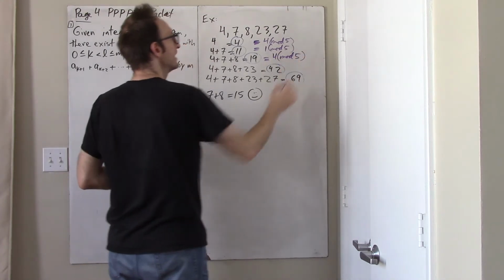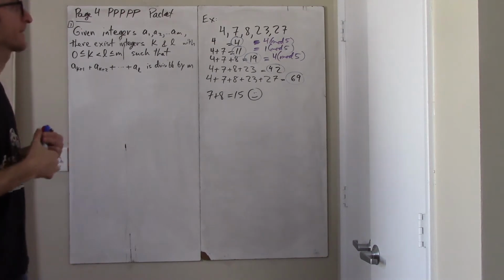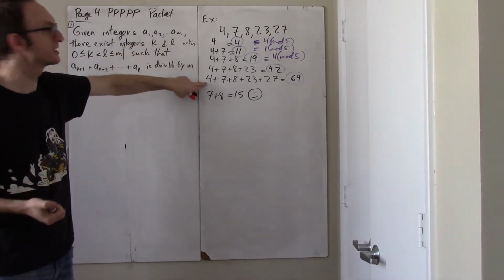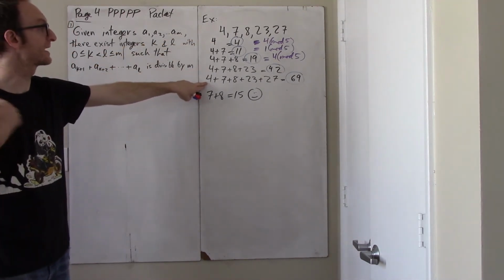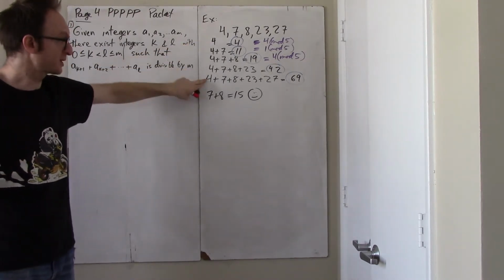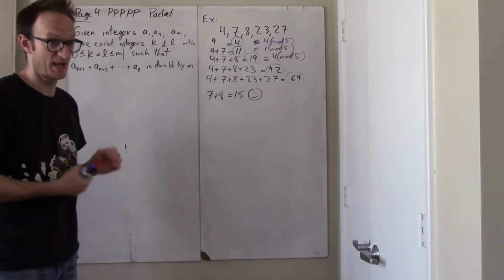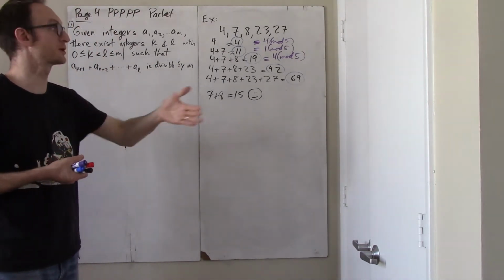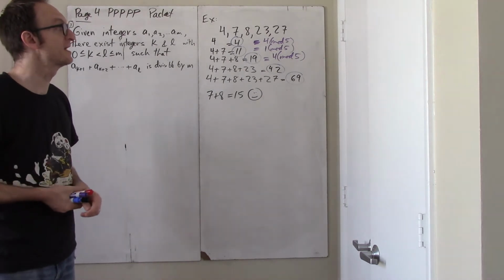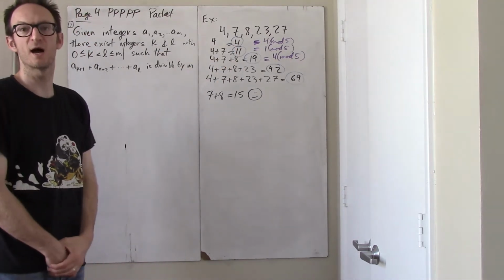And in fact, that just always happens. One way of putting it is, if you have 5 partial sums for the 5 terms of your sequence, then if any of them is a multiple of 5, we're done. But if none of them is a multiple of 5, then 2 of them must be equivalent mod 5.